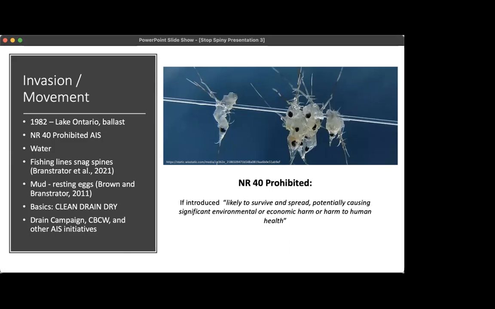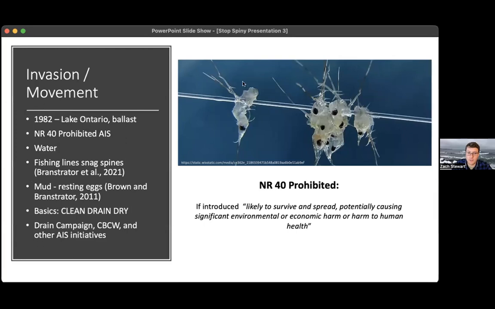Similarly, we have small little microcosms of ballast water in recreational boats, like our bilge water or potentially live well water. So that's something to really watch out for. If you check out this picture on the right side, that's a whole clump of spiny water fleas that are actually snagged up on a fishing line.